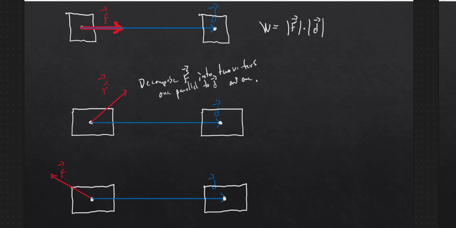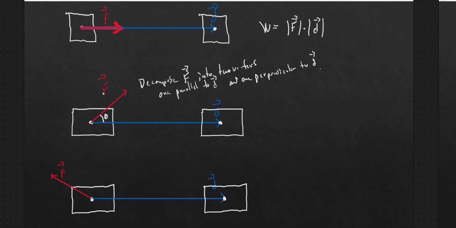and one perpendicular to D. And that's sort of the wasted part of the force. So we haven't exactly talked about decomposing vectors yet, but we can talk about that here. So I take my displacement, I take my force, I can measure some angle between these. That's not too hard of a task. We can find some angle theta between the force and the displacement.